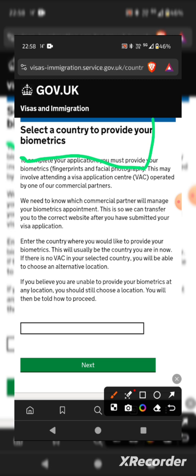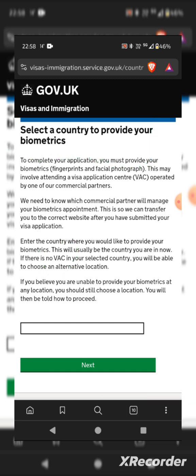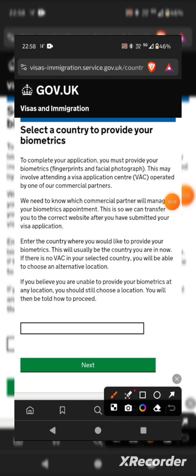So all your application will be done through a visa application center, as you can see here. If you read this, it tells you about fingerprints and photograph, and it will be done at a visa application center operated by one of our commercial partners. So you are applying through those commercial partners. The ones I know of are TLS and VFS. Let nobody outside take your application, saying they'll do it for you or that they know someone in the UK immigration who will give you the visa.